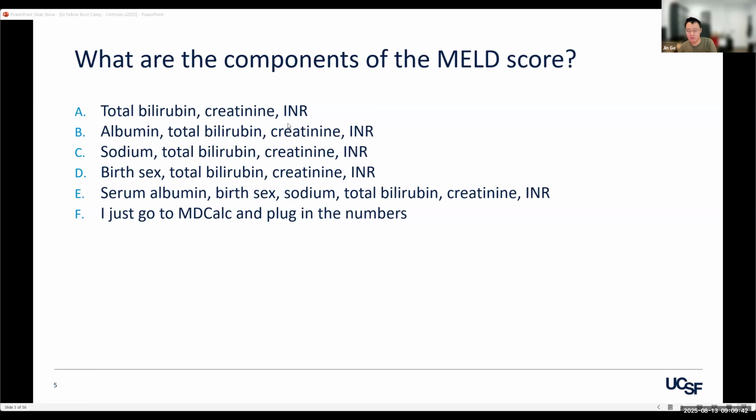To start with something super basic, what are the components of the MELD score in 2025? Anyone want to take a stab at this? Let's say C. Do you want to rethink that? Royce, I just saw you a couple of days ago.